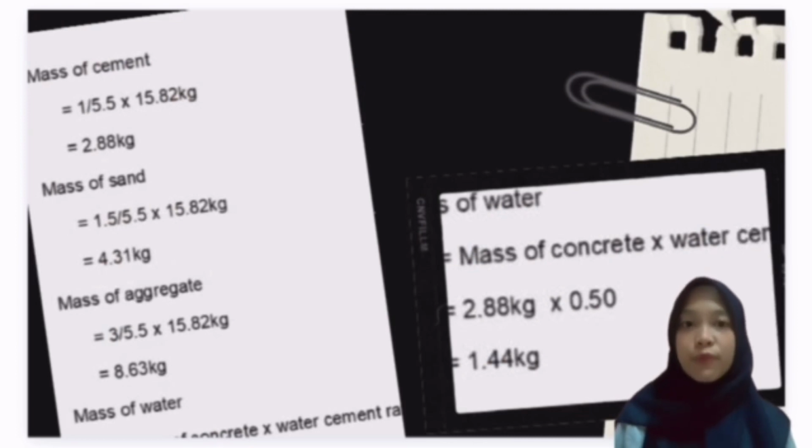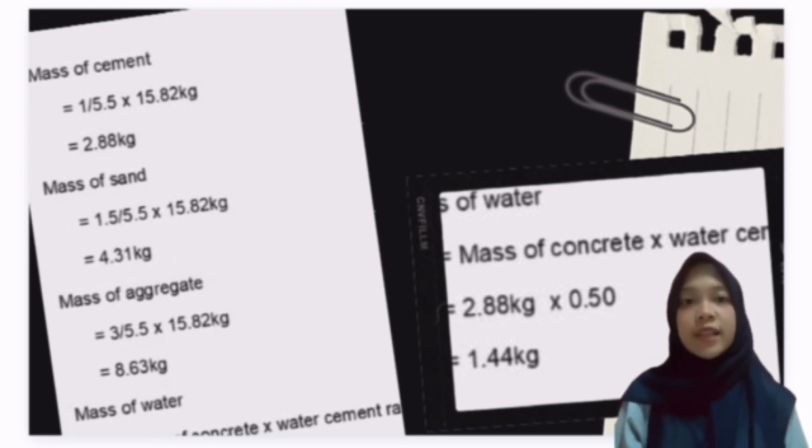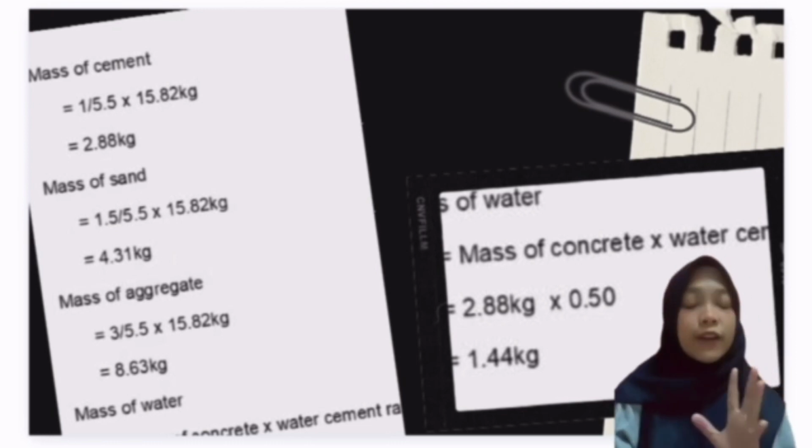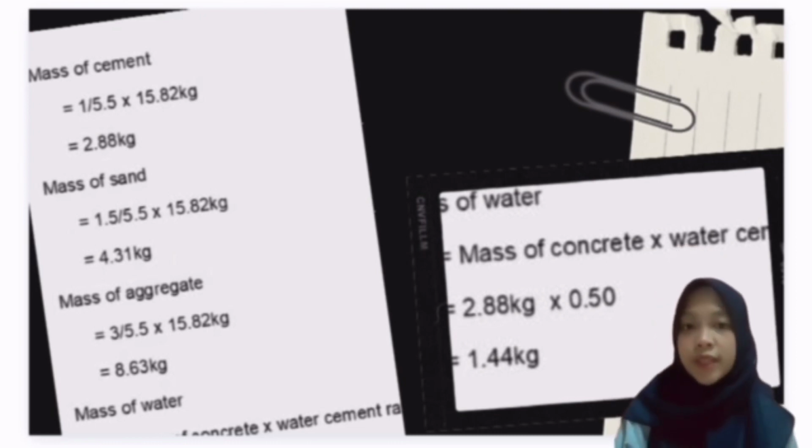Concrete has many grades, such as 20, 25 and others. If we use concrete of grade 25, the ratio is 1:1.5:3, so the total ratio for grade 25 concrete is 5.5. Ratio 1 is for the cement, ratio 1.5 is for the sand, and ratio 3 is for the aggregates.